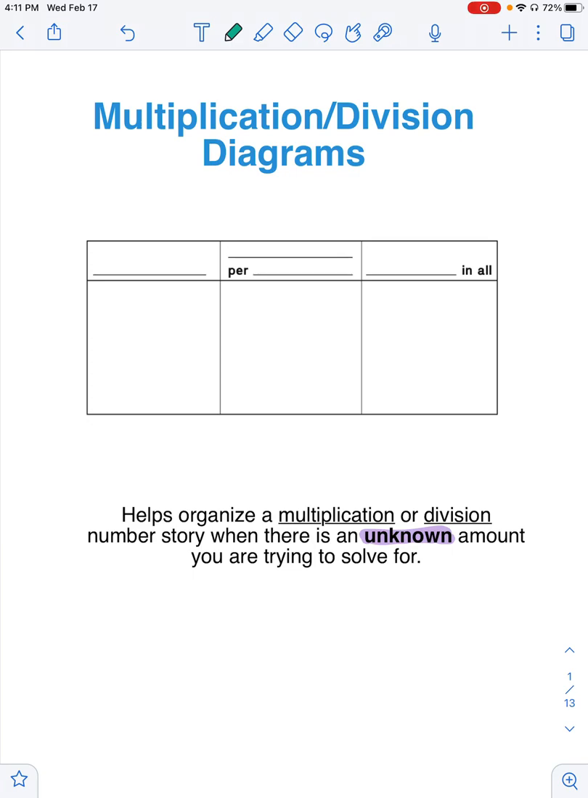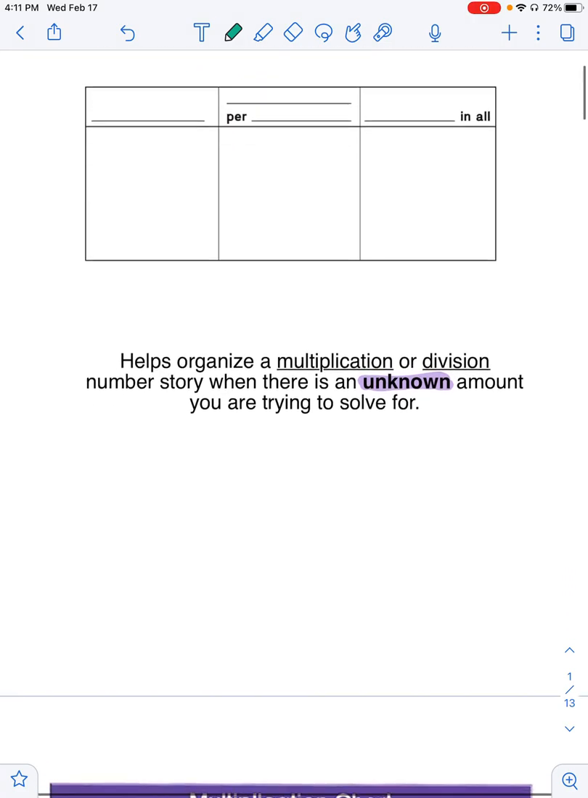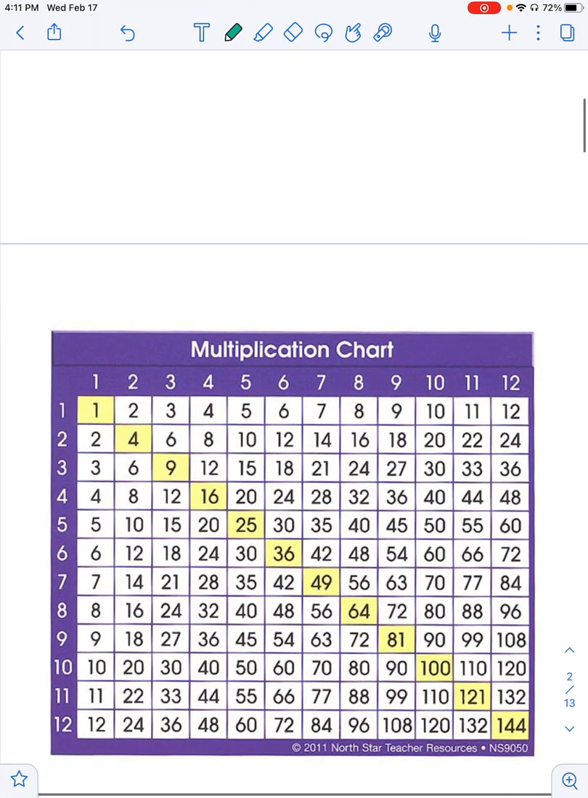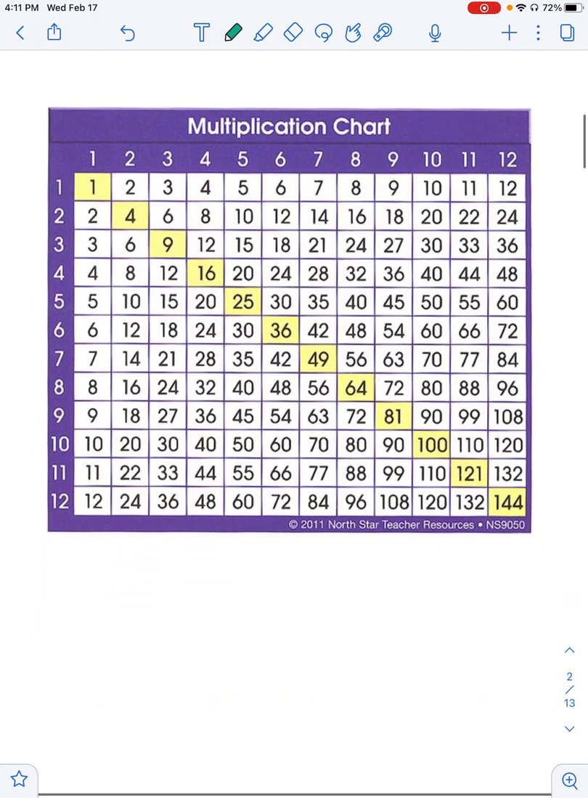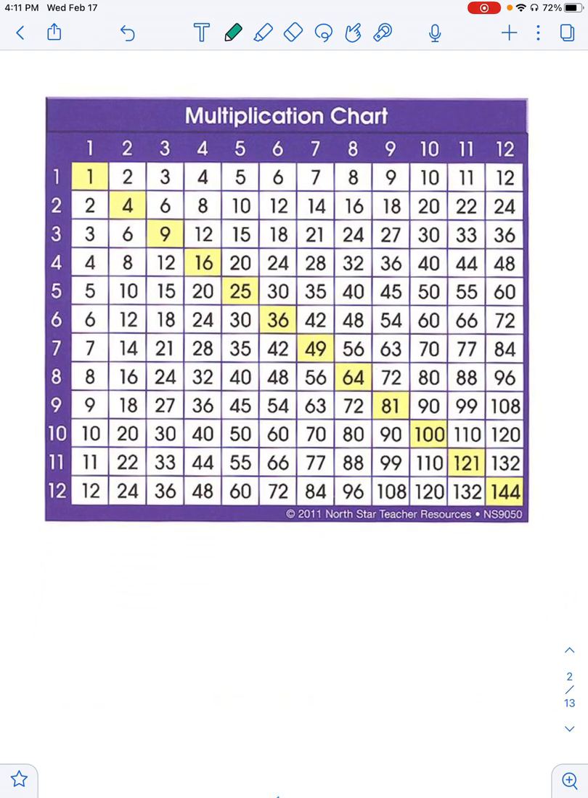Before I go over what you did on Tuesday, I'm going to show you one new tool that you get to use with multiplication and division. This is a multiplication chart. I'm giving it to you because I want us to focus more on the number story and what we're solving for rather than the actual act of multiplying or dividing the two numbers. So this is going to help you because you can just find the numbers.